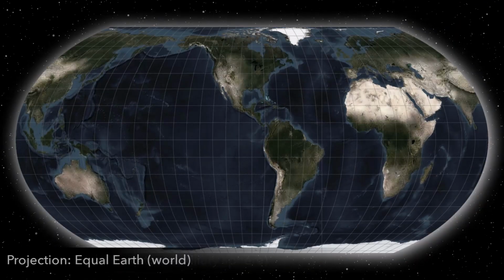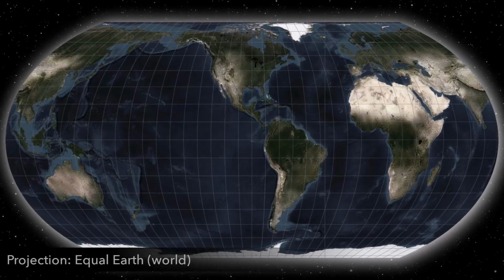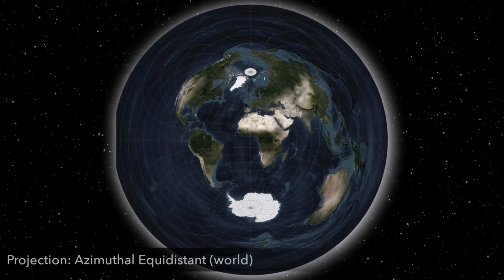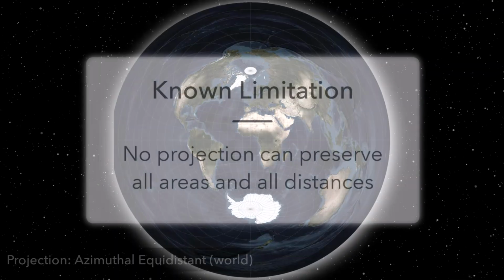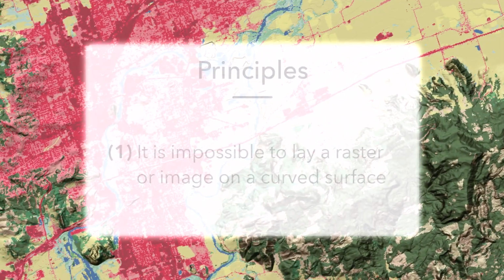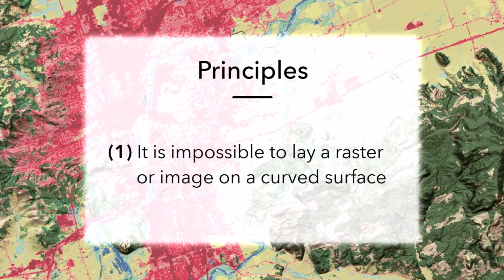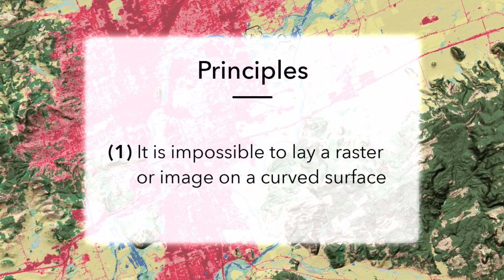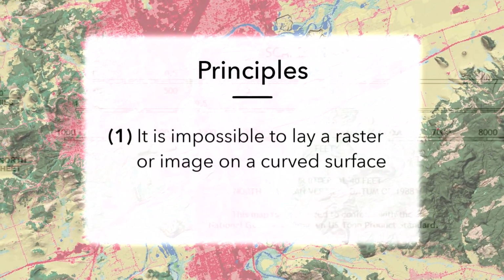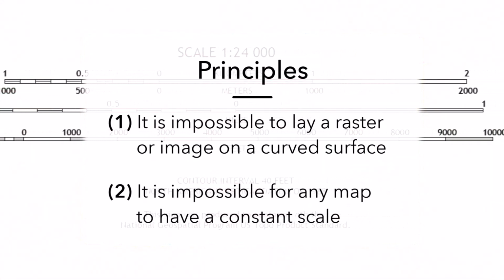Some are designed to preserve area, so that the areas measured from the map are proportional to the true areas on the Earth's surface. Others are designed to preserve distances from some point of interest, such as a home location. But no projection can preserve all areas and all distances. Two useful principles emerge from this. First, it is impossible to lay a raster, such as a remotely sensed image, on a curved surface. So every flat visualization of such an image must involve the distortion of a map projection. Second, it is impossible for any map to have an exactly constant scale.